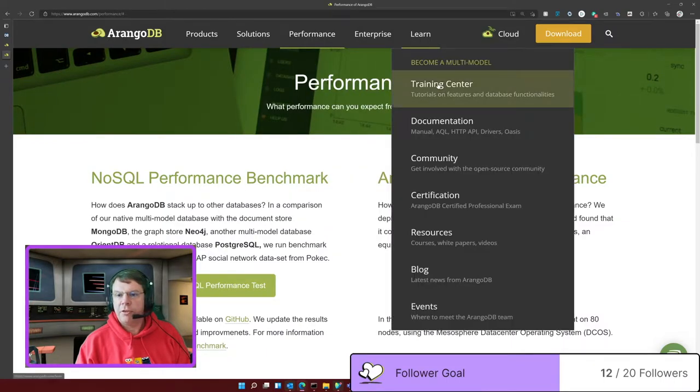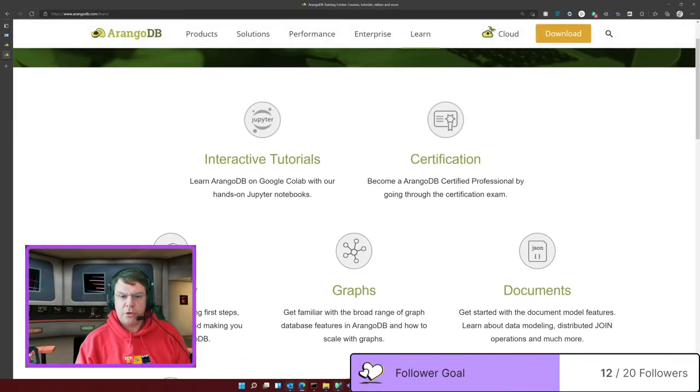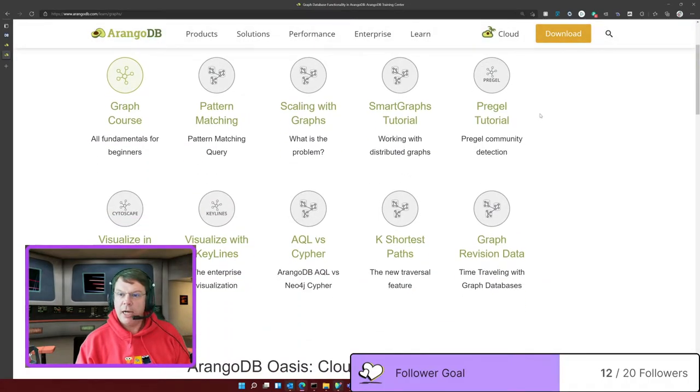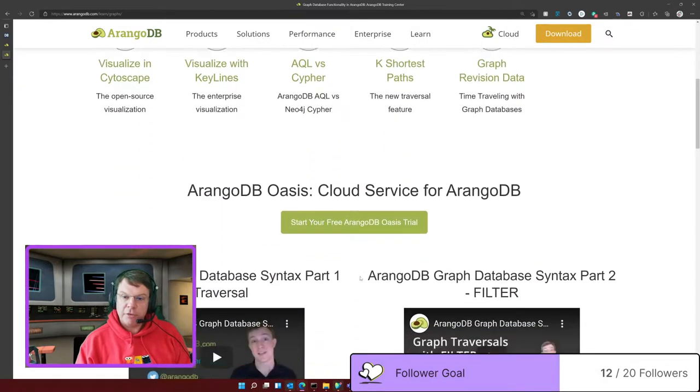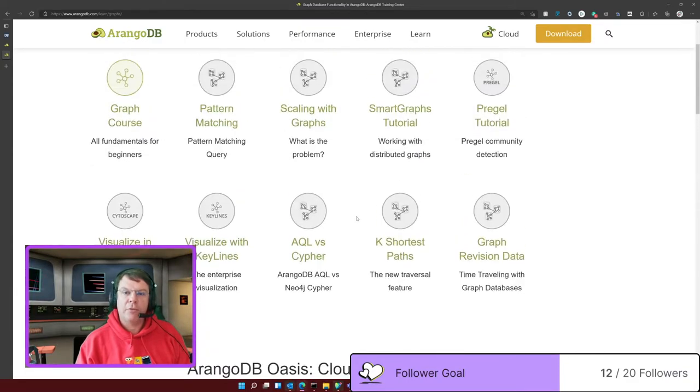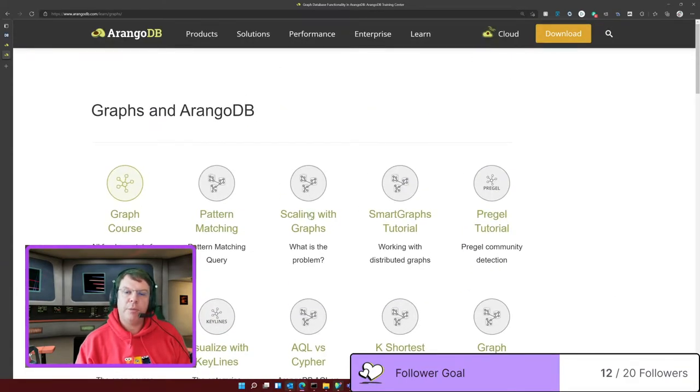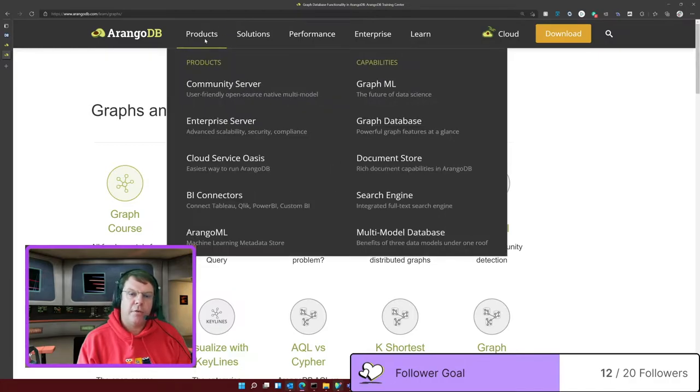So for learning, there's a training center. There looks like a lot of documentation. Tutorials, so I can get right into the graph concepts. I like that. Community detection, traversal. So, I mean, this seems interesting to me. They've been around for a while. They're C++ based. They are multi-model again, so I'm going to take a hit in terms of performance, I know that. I know they say they're faster than others. Again, I don't fully know that I believe that. Let's take a quick peek at this graph database capabilities slide right here.